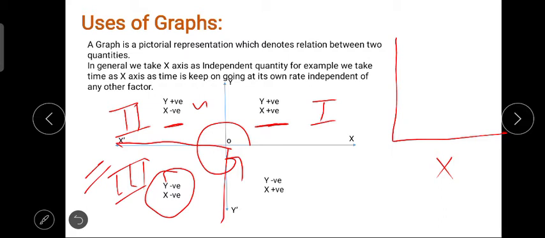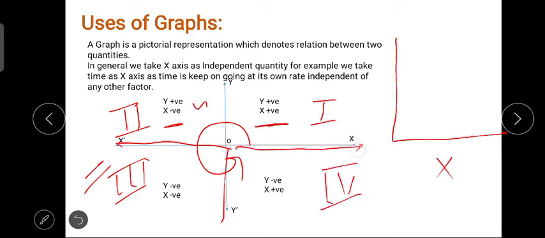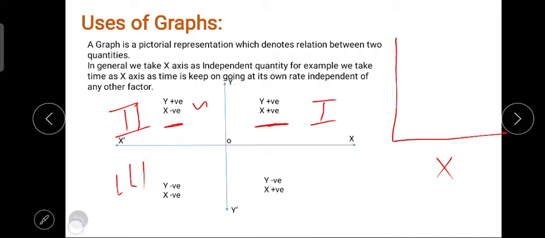And here is the fourth quadrant, in which you get x as positive, but while moving bottom from the origin, you get y as negative. This is the basic concept which one should know to deal with the graph.